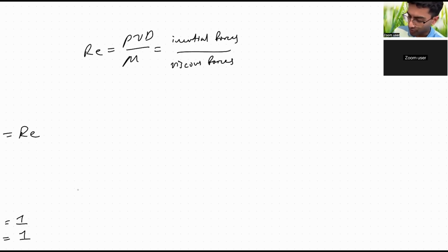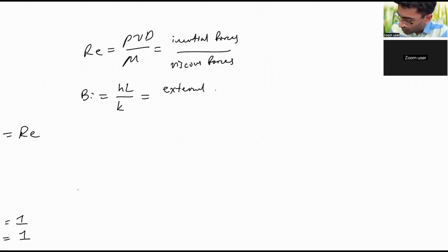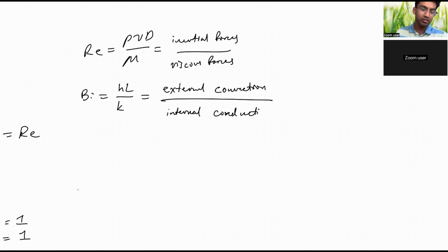Another one, I'll go into heat transfer here, is called the Biot number. And the Biot number, which is hL over k, is the ratio of external convection over internal conduction. So if you remember, there's different types of heat transfer: convection, conduction, radiation.